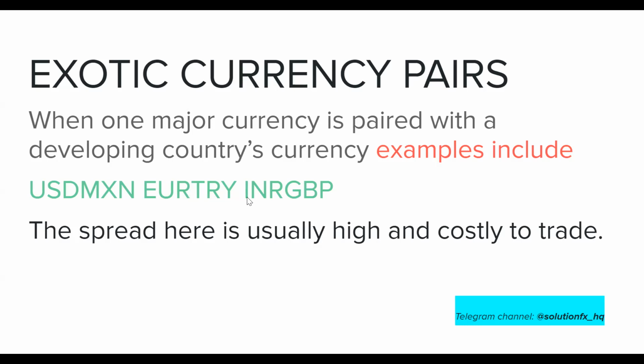And then the next one we have is the Indian rupee, which is also an exotic pair. You can see here the Indian rupee, a developing country's currency, and then GBP, Great Britain pounds, which is a developed country's currency. So when both of them are paired together, it gives rise to what we call exotic pairs.